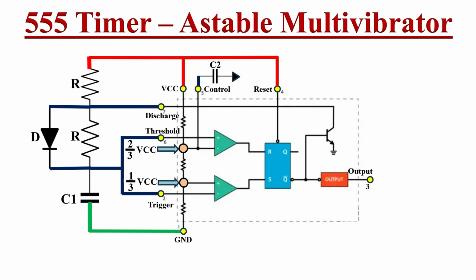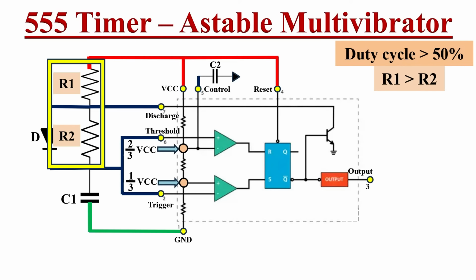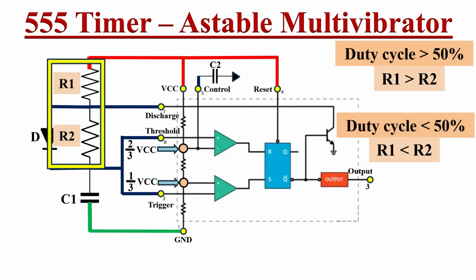So if we adjust both these resistors R1 and R2 in such a way that R1 is greater than R2, then we will get more than 50% of duty cycle. Likewise, if R2 is greater than R1, then we will get less than 50% of duty cycle. So using this circuit, it is possible to achieve the desired duty cycle. Just remember, duty cycle equals R1 divided by R1 plus R2.